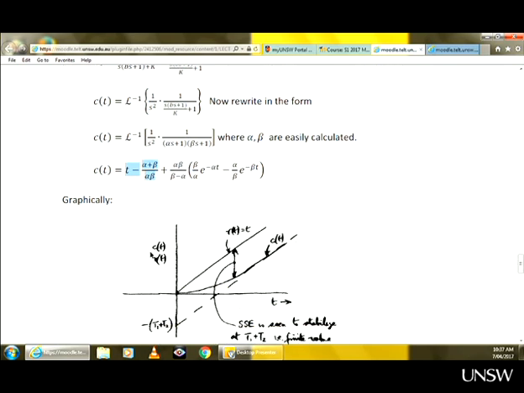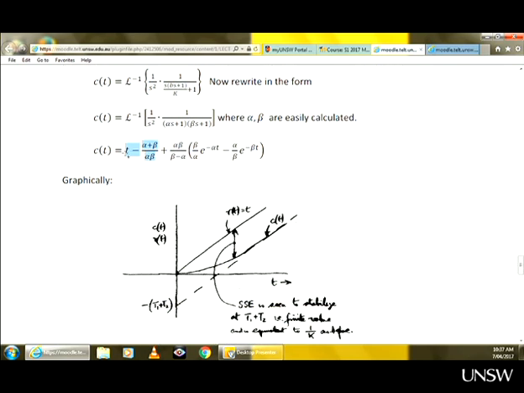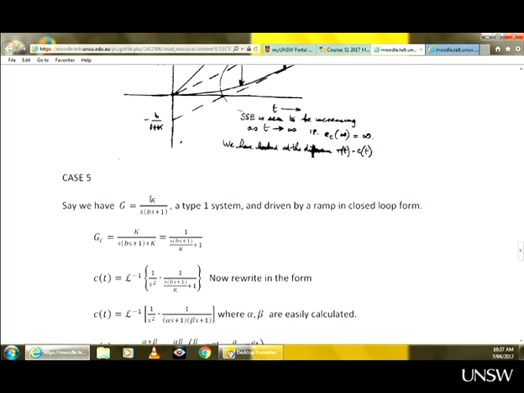However, what is important here is that the slope of the asymptote is the same as the slope of the input. Because we said we started from this and then found the closed loop transfer function as G over 1 plus G. Okay.